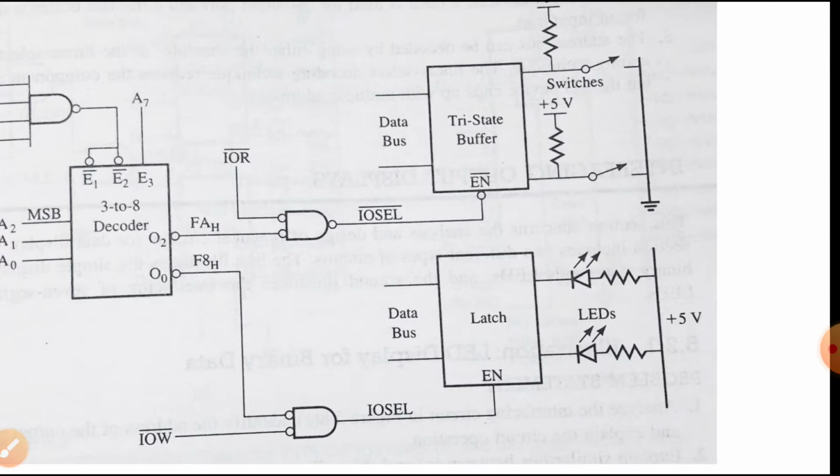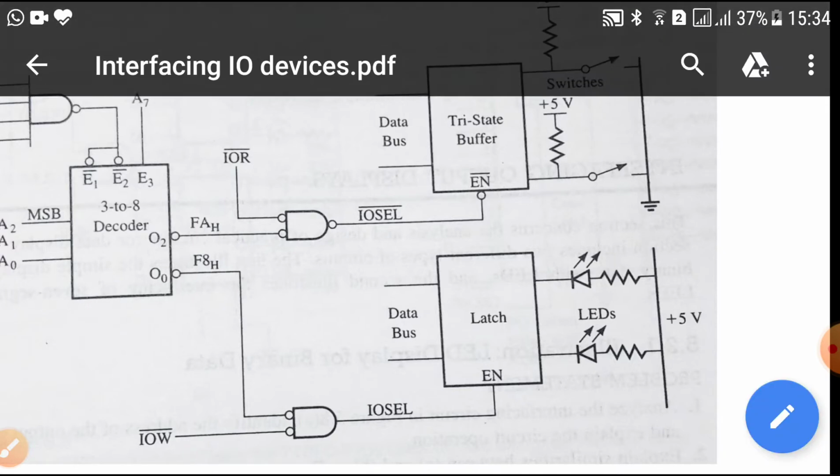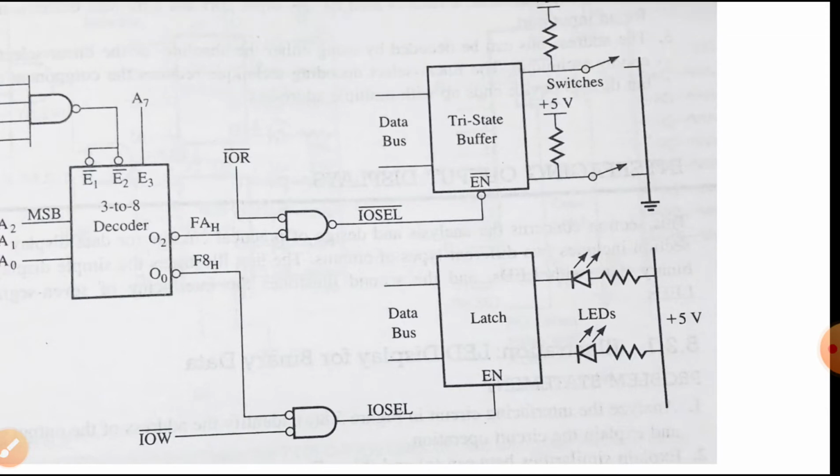Now the third step is to use these pulses. The pulses generated in the form of input output select pulses will be used to enable the input port as well as the output port.